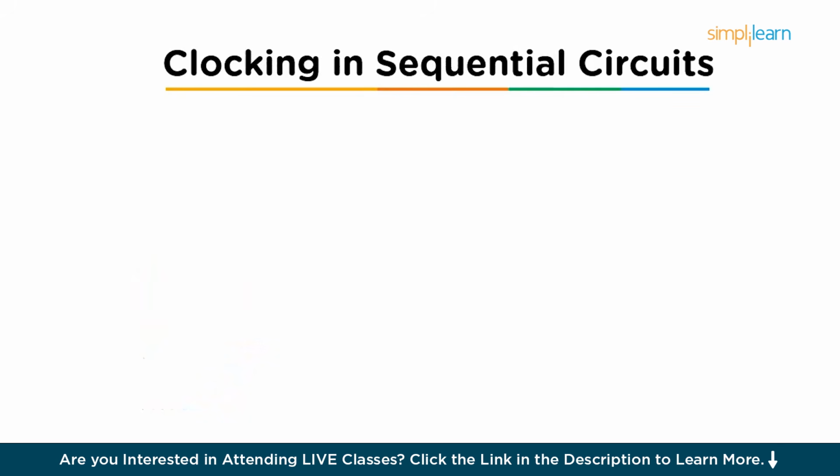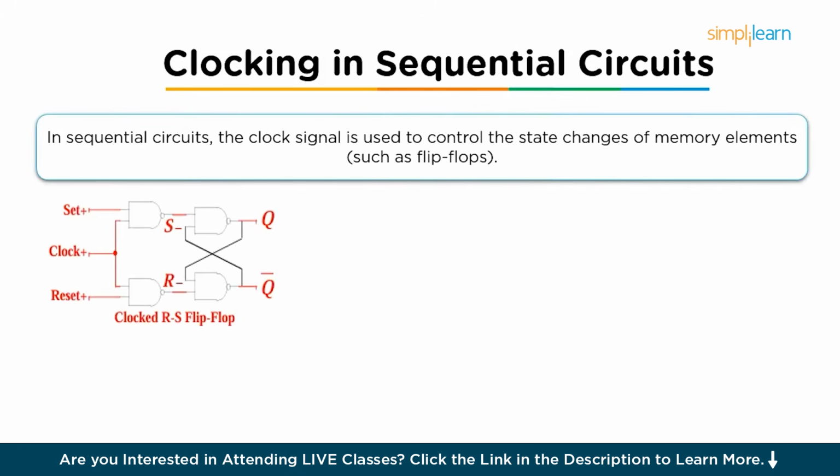So what is clocking in sequential circuits? In sequential circuits, the clock signal is used to control the state changes of memory elements, such as flip-flops. The flip-flop only changes state on the rising or falling edge of the clock signal, which allows them to store information at a specific time.